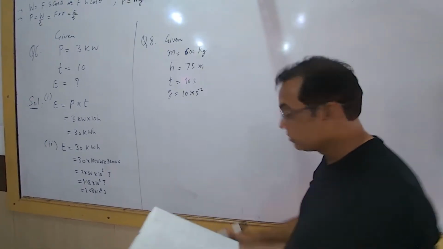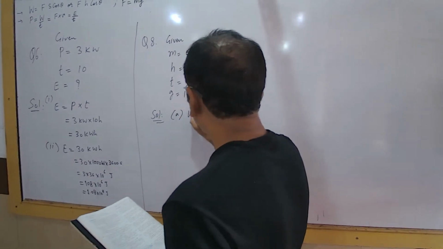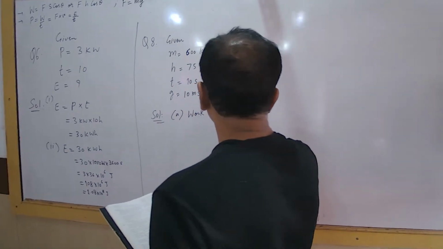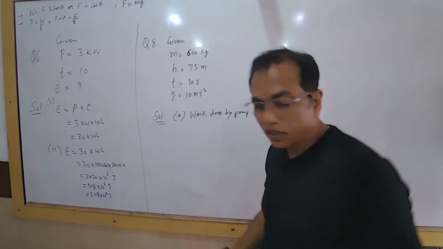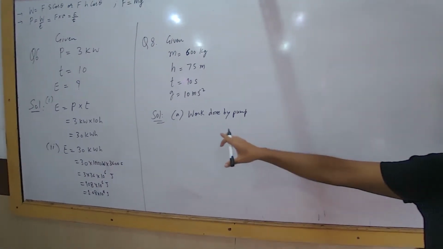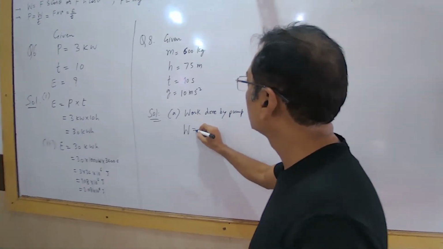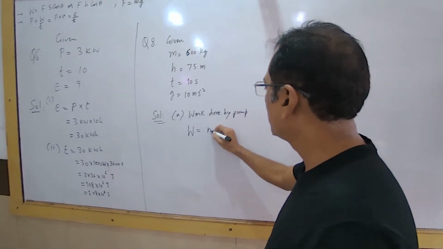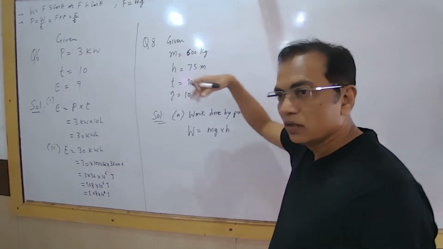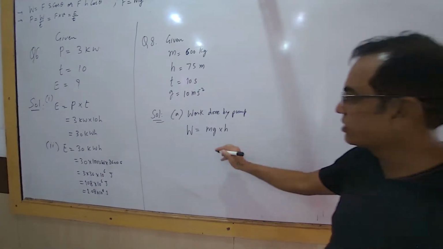So what you have to find now? You have to find first the work done by the pump. In the hurry of solving the question, don't compromise with the system. Write it appropriately. Work done by the pump is what? W is equal to mgh, mg into h. Cos theta is 1 in this case because the force lifting up is mg and the depth is h.